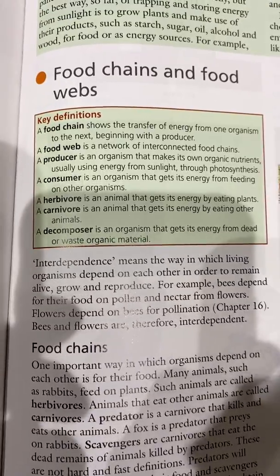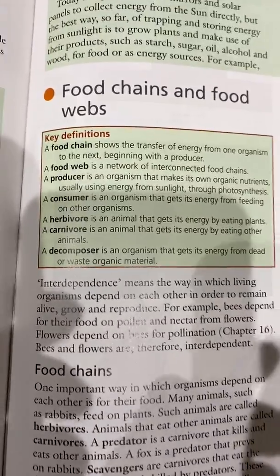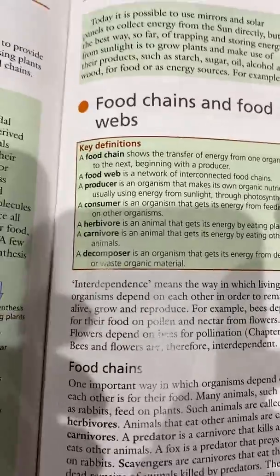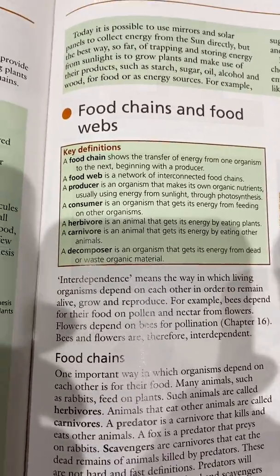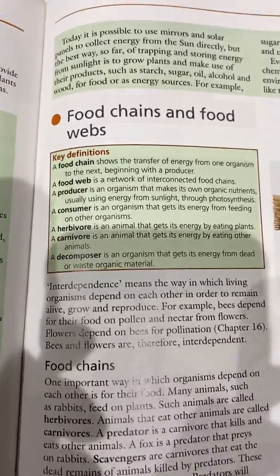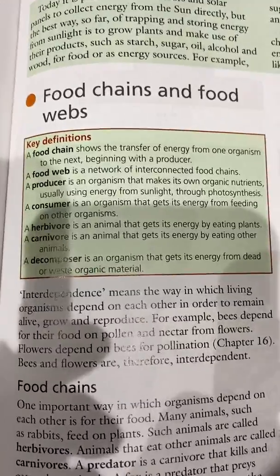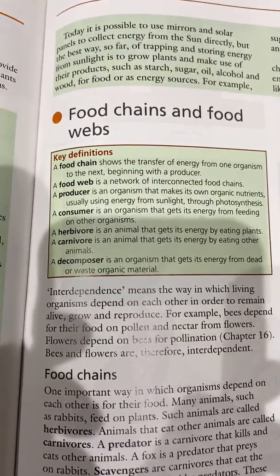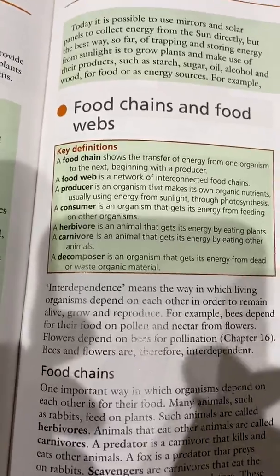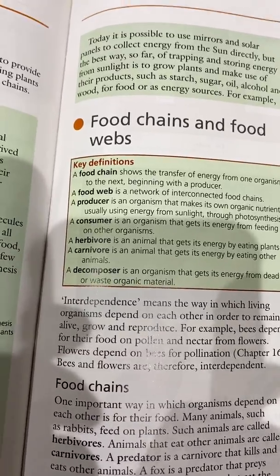There are different examples of consumers. A herbivore is an animal that gets its energy by eating plants. Herb means plants, so those animals getting their energy from plants are called herbivores. A carnivore is an animal that gets its energy by eating other animals. A decomposer is an organism that gets its energy from dead or waste organic material. Decomposition, which we study in chemistry, means breaking down. Those who decompose dead bodies are called decomposers.